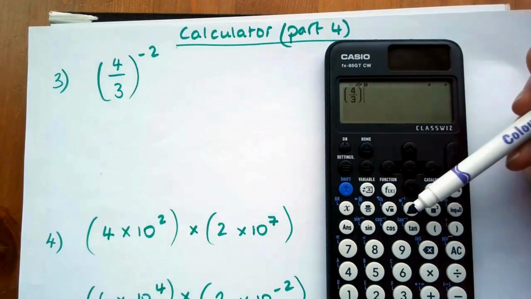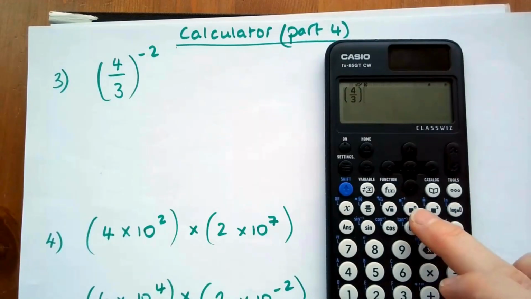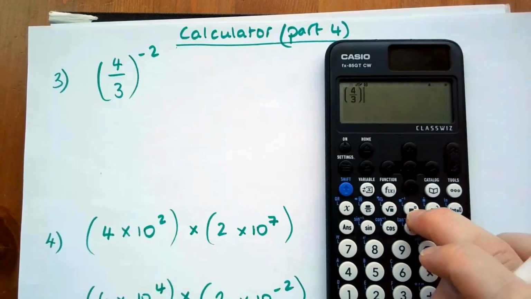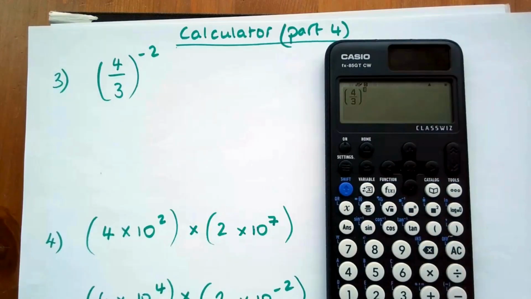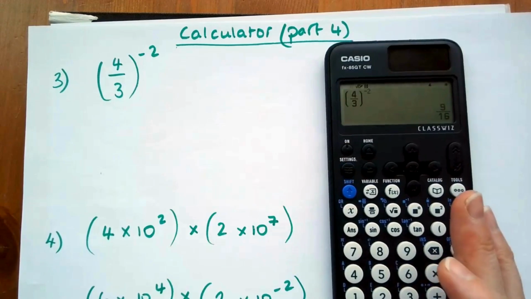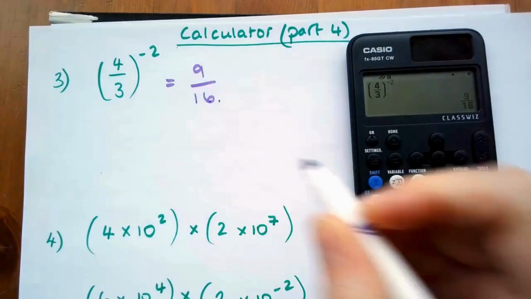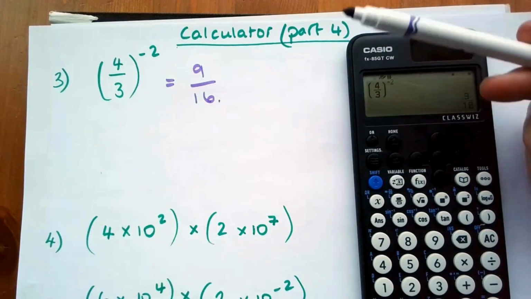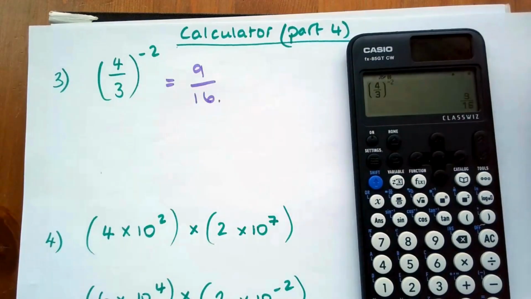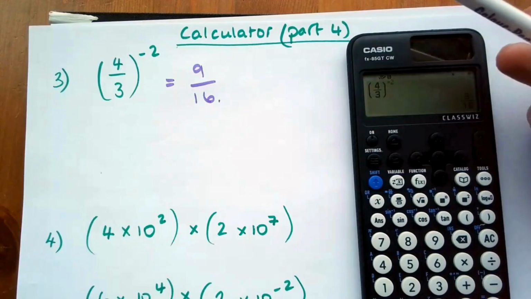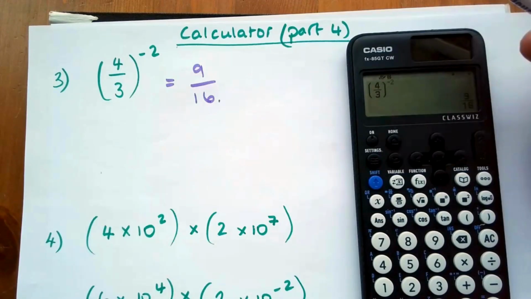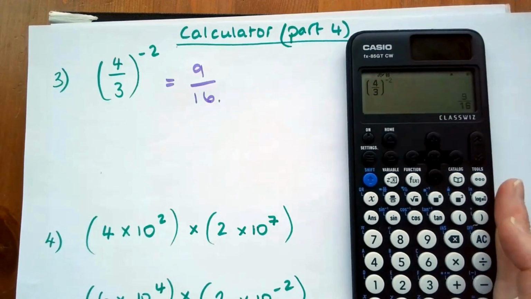Now I need to put in indices of -2. So I'm going to press my indices button and it's going to open up that little box. -2 is what I want, so I'll put that in. And if I press execute, then it gives me the answer. So the answer, and I'll just write that down in the exam or whatever, is that. Now we can go into why it is that, but that's another video on indices. So we'll just stick with the calculator work now.